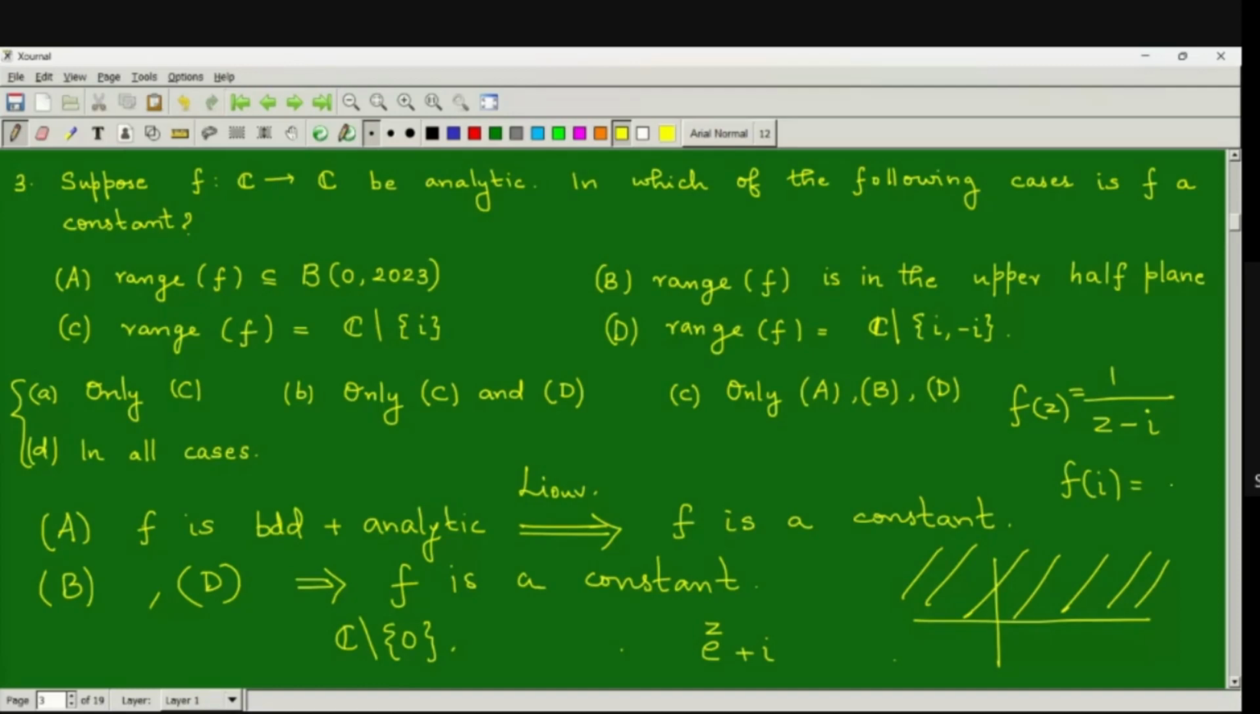And it is tending to infinity. You understood what is the issue? Hope you might understand. Okay. So e power z is not going to attain 0 anywhere, right? Means e power z plus i is not going to be equal to i. So this is the function which is satisfying this.